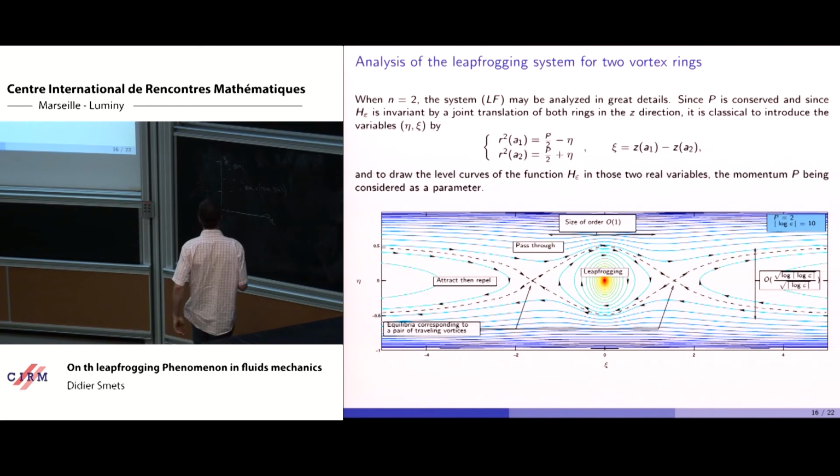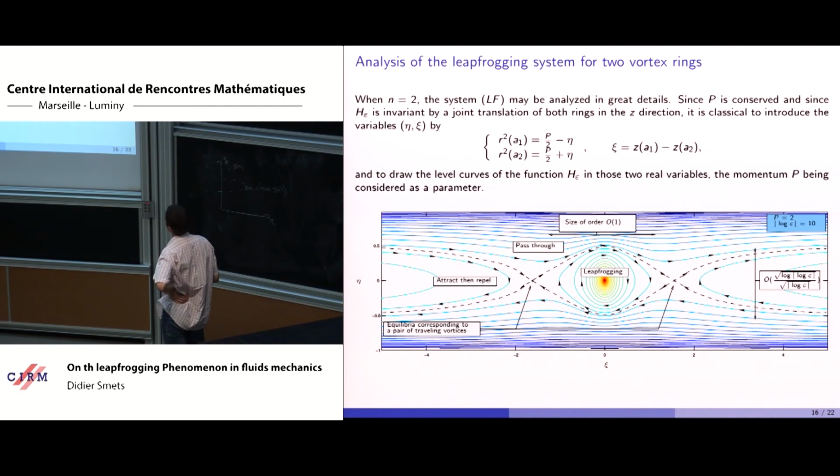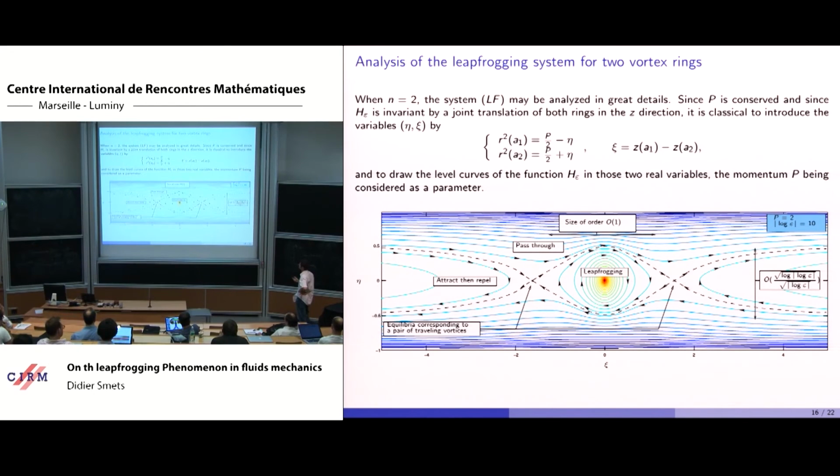And the other invariance of the system is that if I have two rings here or two rings here, the situation is the same. So translation along the z-axis is also a possible way of reducing variables, and therefore I take this second variable xi as the difference between the heights of the two vortex rings. And then you can plug in the capital H, H^epsilon, the Hamiltonian at the ODE level, as a function of eta and xi. And this is the phase portrait of it.